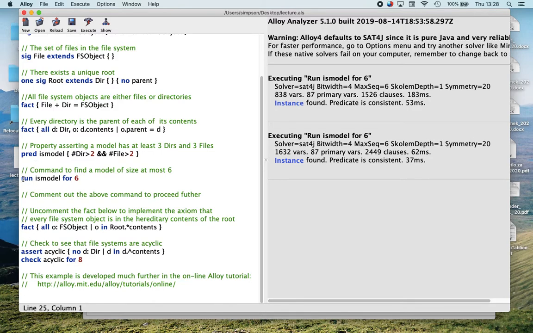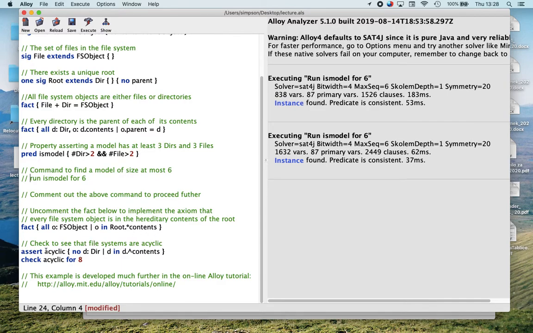To do this, I'm going to comment out the running testing for a model of size 6, because when you run the analyzer, it only answers the first query that you've got. So I was asking, is there a model of size 6? It's answered that. So here's our new axiom, that everything is reachable from the root.